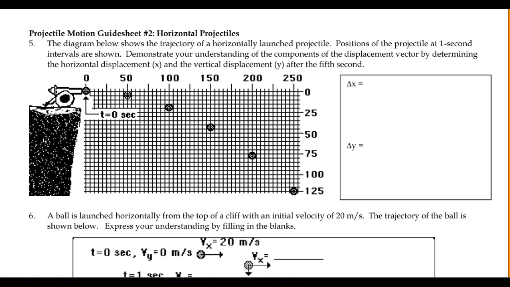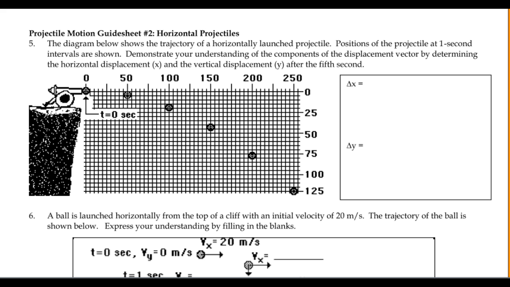The initial velocity is only in the x, not in the y, so we don't have any upward or downward component of the velocity. Now, the first thing we want to do is figure out the horizontal and vertical displacement after the 5th second. So the first ball is 0 seconds, so the 5th one after that is 5 seconds. Again, displacement is the straight line from where you started to where you finish.